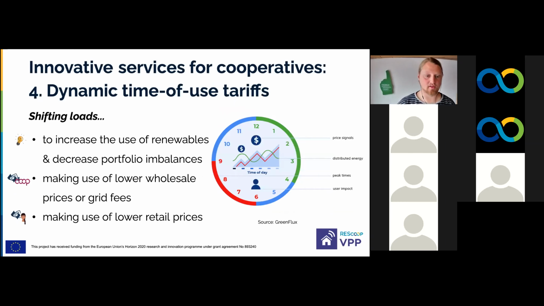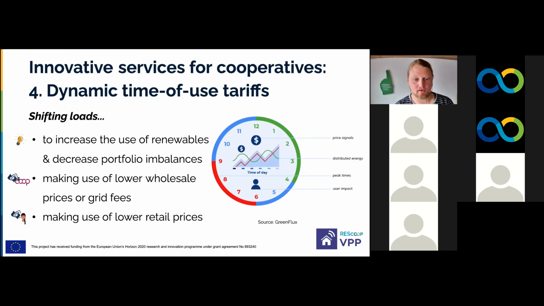Now we take it on the next level, which is the community level. So you can shift loads to increase the use of renewables and to decrease portfolio imbalances. One way is to make use of dynamic time of use tariffs. So in the graph, you see just the visualization. In green, you can see the distributed energy flow, and in red the price curves.